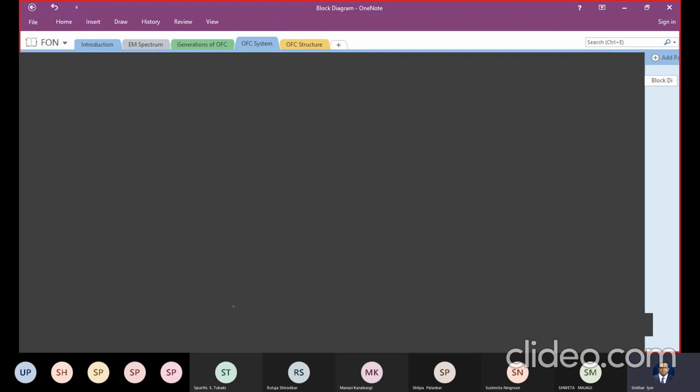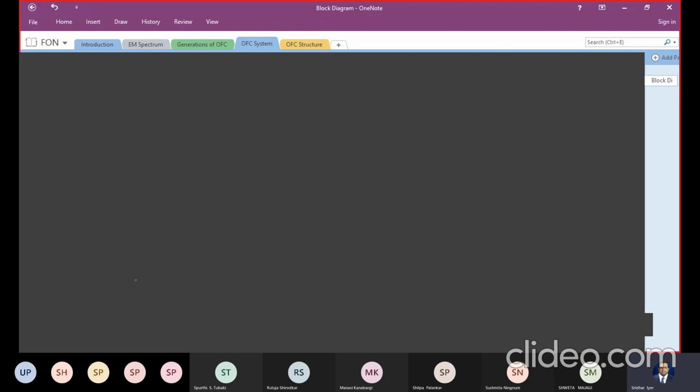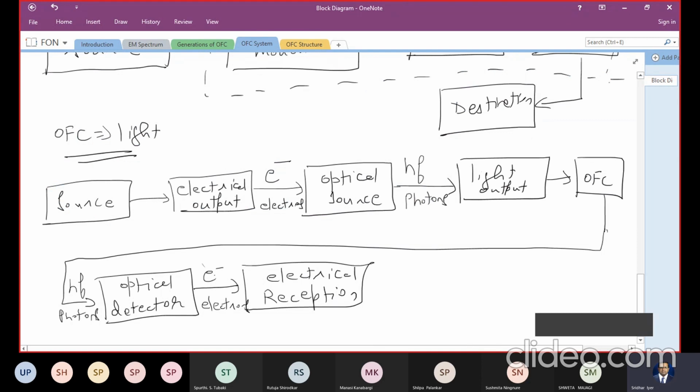That means it should be able to convert light into corresponding electrical output, and this kind of a device is an optical detector. Optical detector. Please don't write optical receiver, it's an optical detector because it needs to detect light. Okay, you don't receive light, you detect light. There is a difference there.